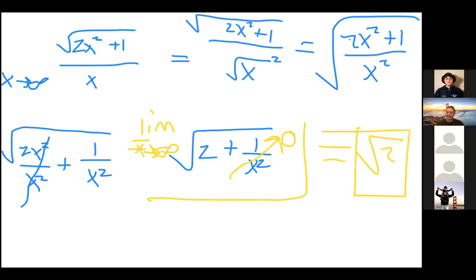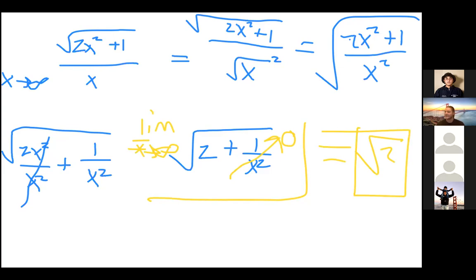Yes. Let's talk about this. There is no 3. There is no negative sign. I'm sorry for that. What happened was on page 131 of your textbook, you have two different problems. One of them is the square root of 2x squared plus 1 over x.